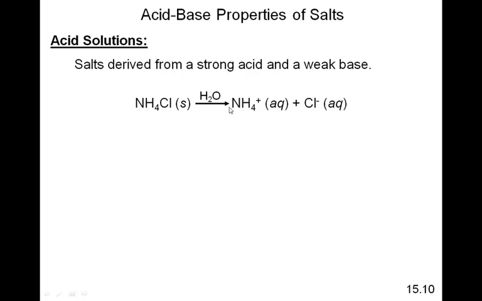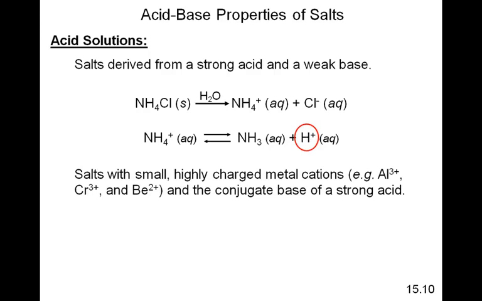So remember, we have to check the cation for acid characteristics, we have to check the anion for base characteristics. This comes from the strong acid and therefore has 0 base characteristics, but this comes from a weak base, which means it itself is a weak acid, and therefore will have measurable acid characteristics. So we see that it's going to hydrolyze in water, produce NH3 and H+.